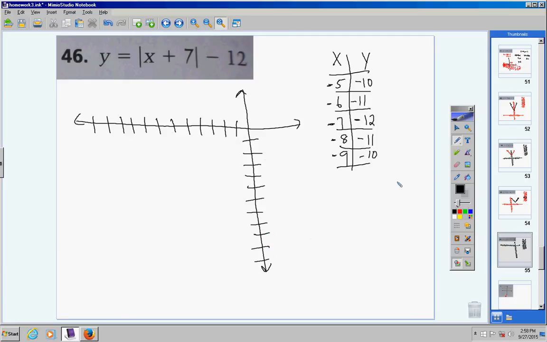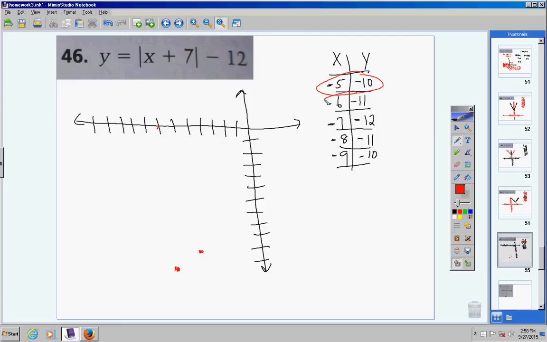Okay? Now, our vertex is negative 7, negative 12. So 1, 2, 3, 4, 5, 6, 7. So we're right here. Negative 12: 1, 2, 3, 4, 5, 6, 7, 8, 9, 10, 11, 12. So right down here. Right there, there's the vertex. Okay? Now, one of my ordered pairs is negative 5, negative 10. So 1, 2, 3, 4, 5, negative 5. Then down 2, right here, it's negative 10.